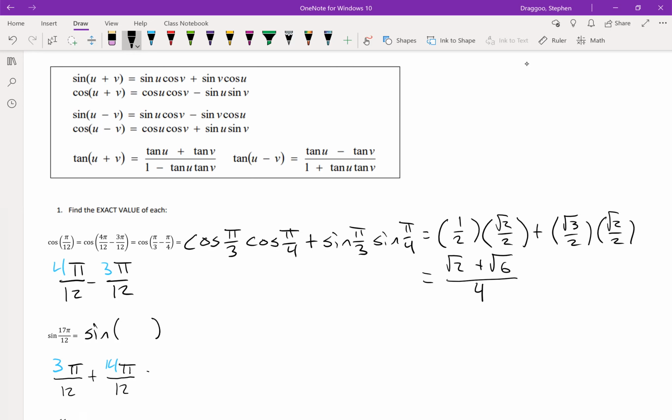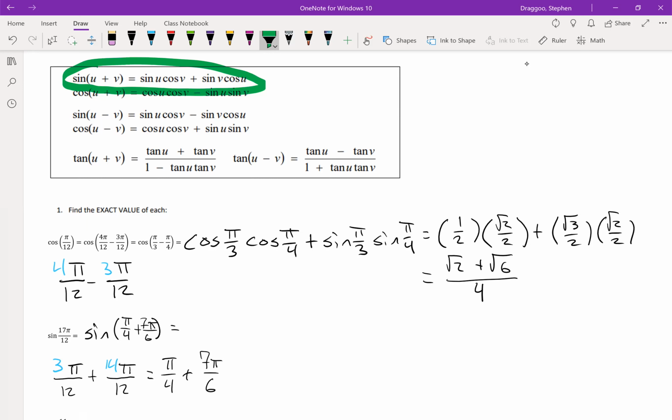Let's actually simplify these before we get into it. 3 pi over 12 comes out to pi over 4, while 14 pi over 12 reduces to 7 pi over 6. So the sine of 17 pi over 12 is the same as the sine of pi over 4 plus 7 pi over 6. Now this is a sine sum formula, since I have the sum of two angles on the inside of a sine function. So I'll use the highlighted equation at the top.